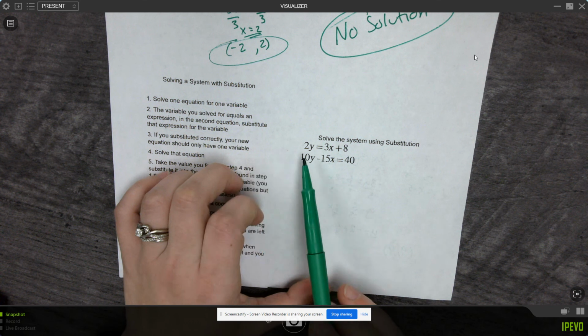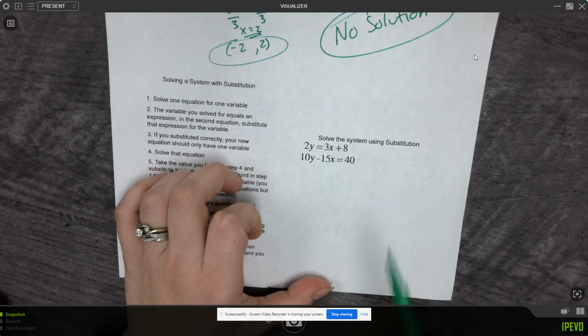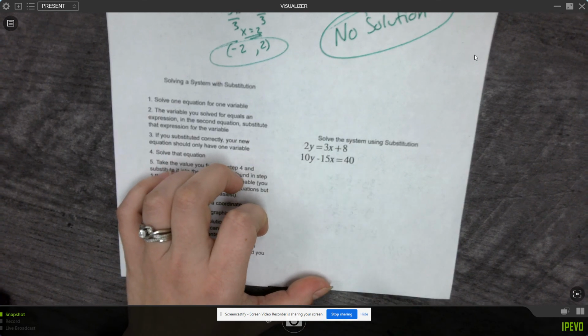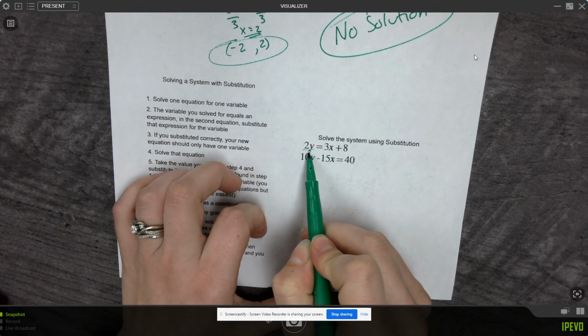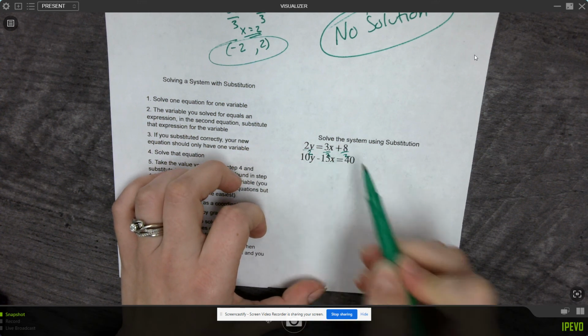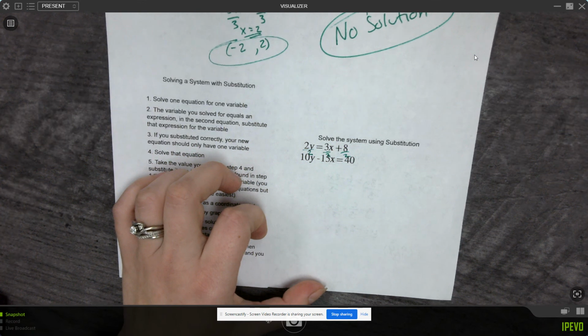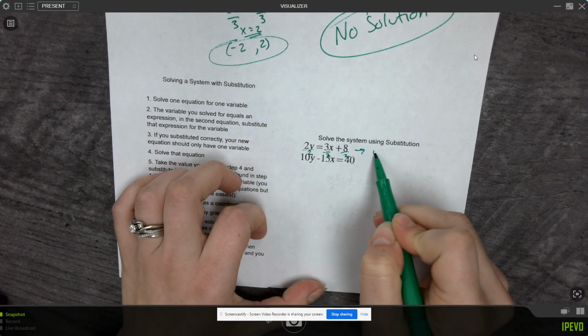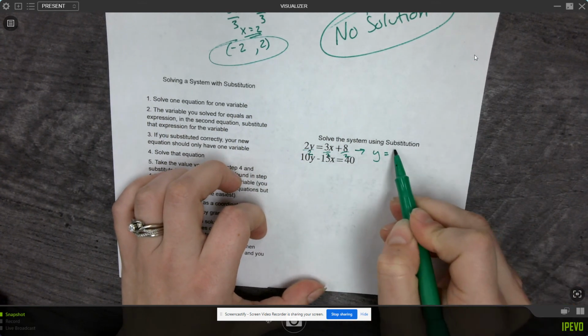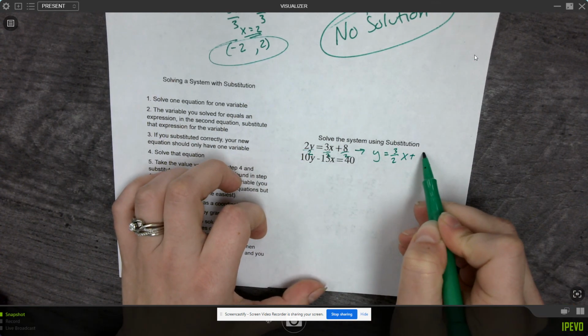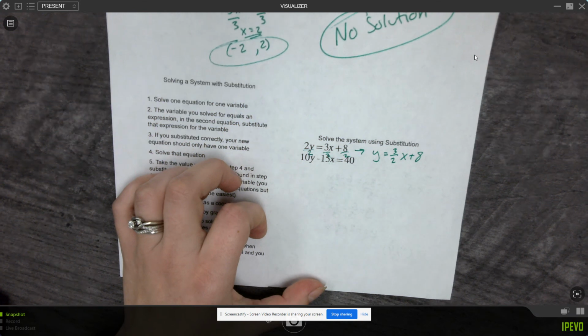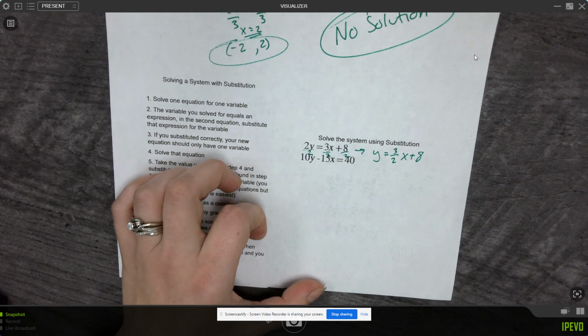But if you look at the first equation, y is already almost by itself. All I need to do is divide everything by 2. Everything by 2. That's going to get y by itself. So that's going to lead that to be y equals, this is going to be a fraction, 3 over 2x plus 8. And some of you are going to sit here and say, I don't want to have fractions. And yeah, it's great if you don't have to have fractions, but sometimes there's no way around it.